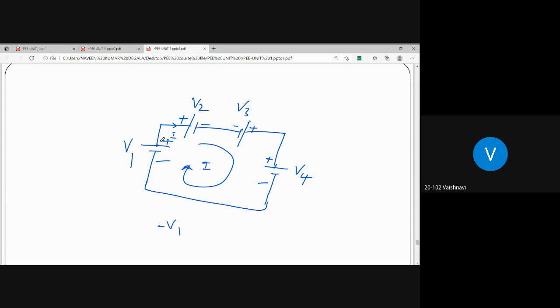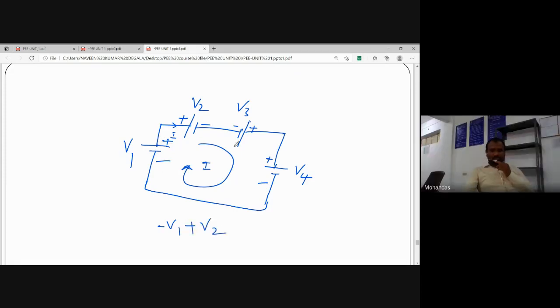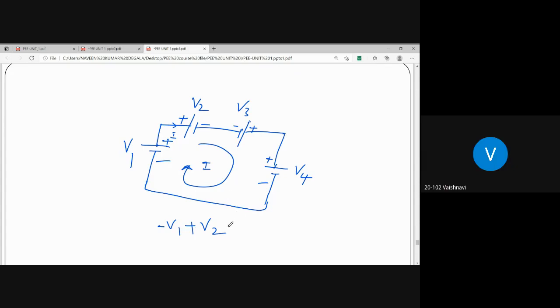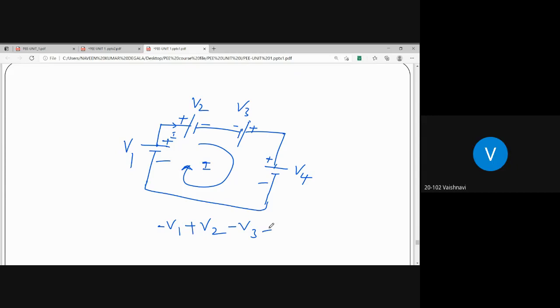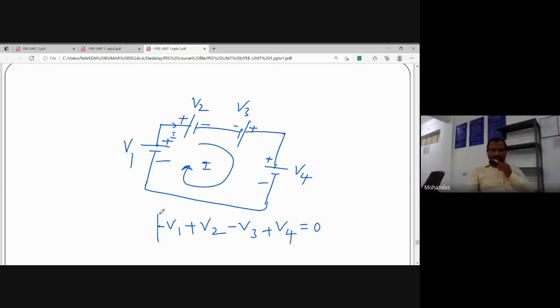Next, plus V2. Next, minus V3. Plus V4, should be equal to 0. Yes, this is the KVL, Kirchhoff voltage law. So this is the sign convention you should follow for solving any problem. Based on this, I will give a small problem.